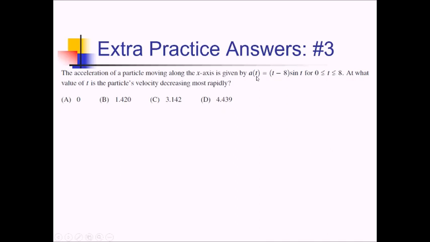So A prime of t then, that's going to require the product rule. So I'll use my box and ribbon here. I've got t minus 8 and sine of t, and the derivatives of those, that would be 1 and cosine of t. And now I'm just going to write A prime of t in a u prime v plus u v prime pattern. So let me use my ribbon here to multiply things in that order. We've got A prime of t equaling sine of t plus parentheses t minus 8 times cosine of t.